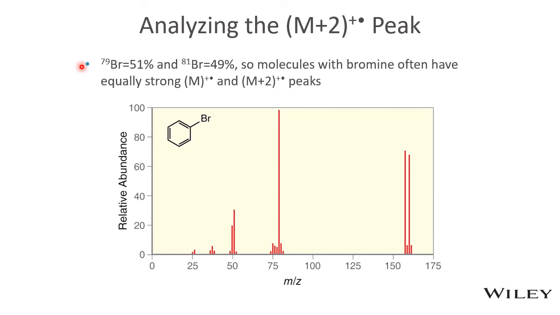Bromine also has two isotopes that differ by a mass of 2. So we have bromine-79, which is about 51% of bromine atoms, and bromine-81, which is the other 49. So it's about 50-50 of these two isotopes. So molecules that contain bromine often have equally strong molecular ion and M+2 peaks. So again, it's just pattern recognition. We have bromobenzene here, and if we take a look at the M and the M+2 peak, they're about the same height. So if you ever see a mass spectrum that has this type of pattern, it can indicate that a bromine is present in the molecule.